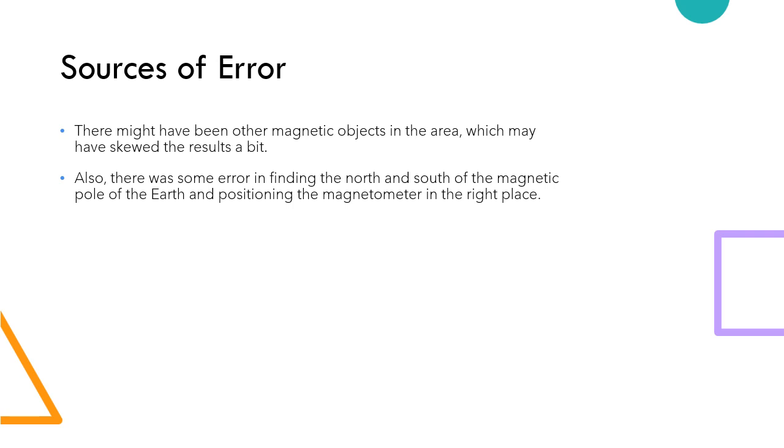So, sources of error. There may have been some other magnetic object in the area. It was done in a classroom, so things like my bottle and my laptop might have affected the results a little bit. Also, there was some error in finding the north and south of the magnetic pole of the Earth and positioning the magnetometer, which is the phone, in the right place.